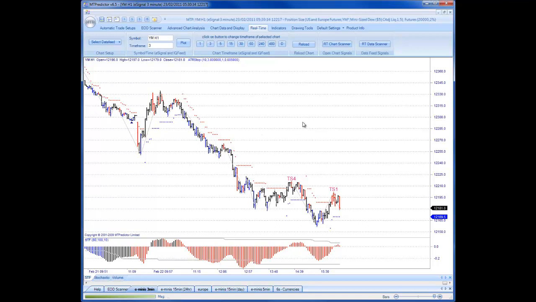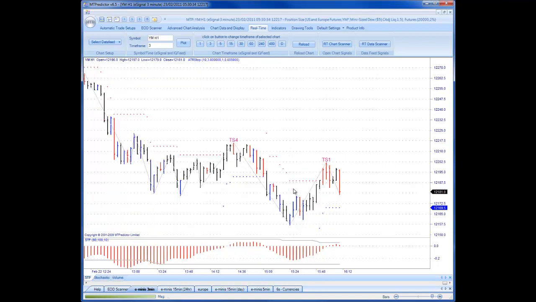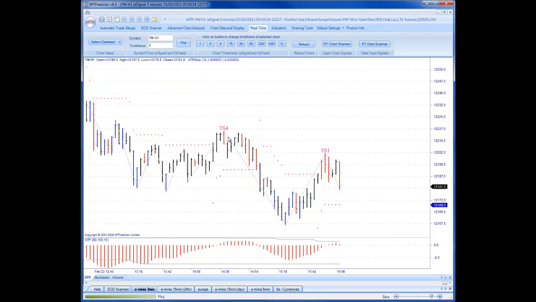For standard traders, you can see we have an automatic TS4 sell setup here. If I zoom in a bit closer, you can see a standard MTPredictor sell setup with a red sell bar on a red STF downtrend, in other words. So a good trade to take.